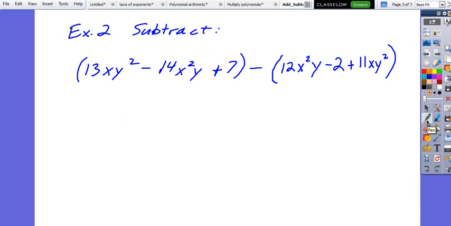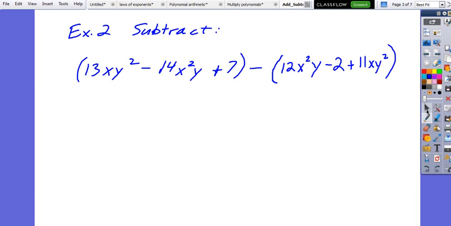Okay, so we are subtracting these polynomials. Notice that I've got both of the polynomials inside parentheses. But in reality, only the second polynomial really needs to be inside parentheses to make things clear. So since we are subtracting each part, we have to change each sign inside that parentheses, including the sign outside the parentheses once you've done all the changes.